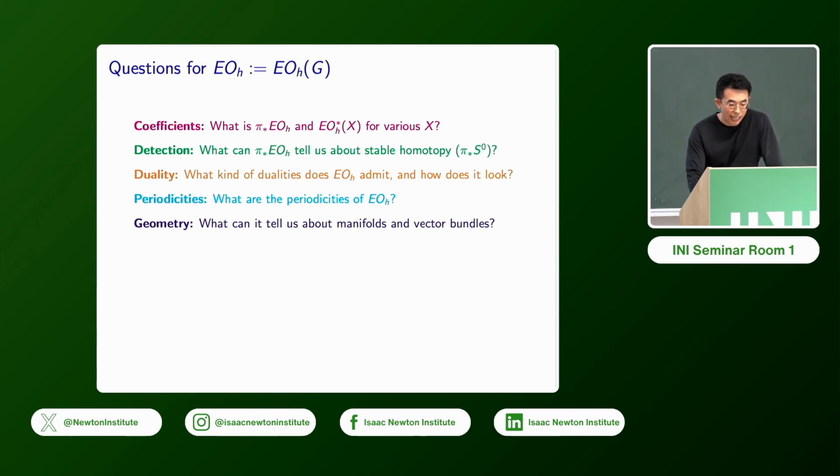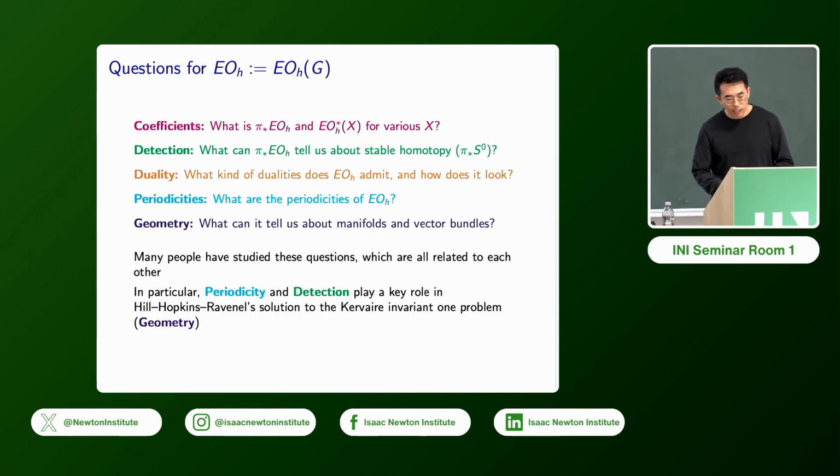I could also ask about detection. What do their coefficients tell us about the stable homotopy groups of spheres? I can also ask about duality. So what kind of dualities do the EO theories admit, and how do they look? There's also the periodicity question, which is the focus of this talk, which is: what are the periodicities of these higher real K-theories? And there's also geometry: what can the EO theories tell us about manifolds and vector bundles?